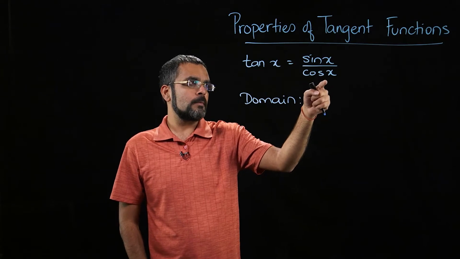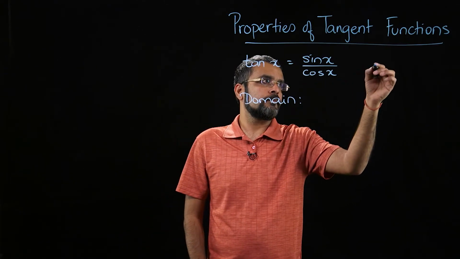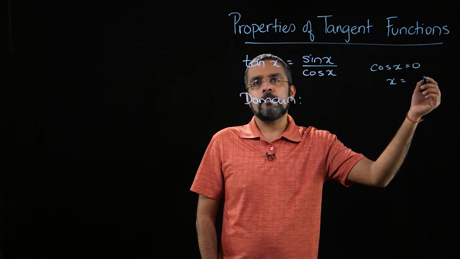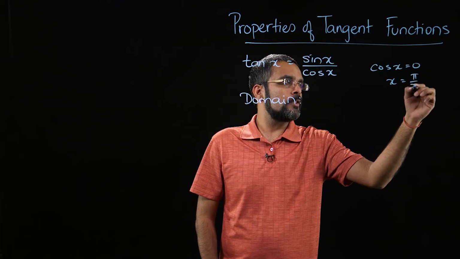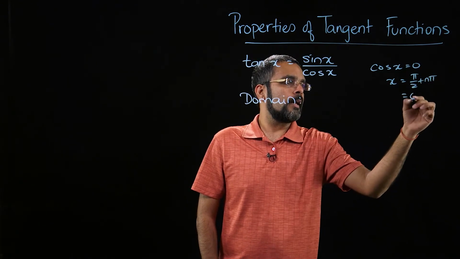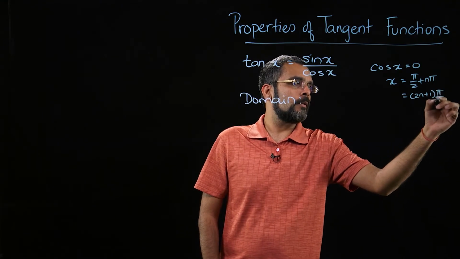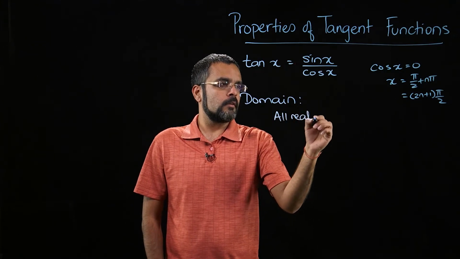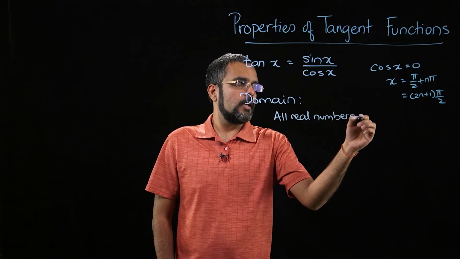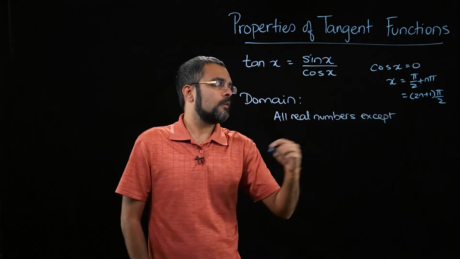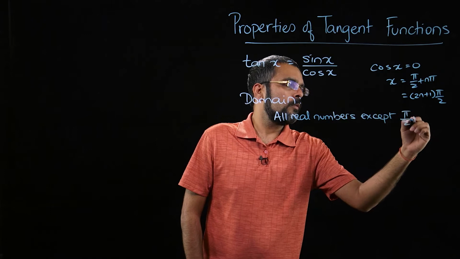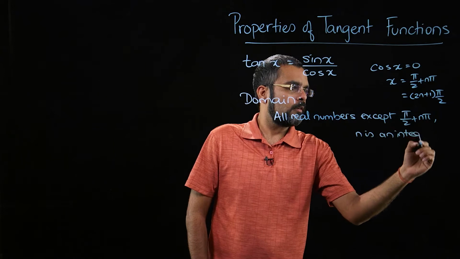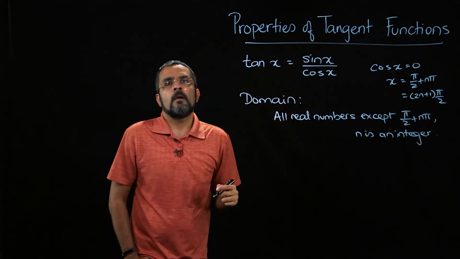And if you remember, cosine becomes 0 at the points when x equals an odd multiple of pi over 2, or we could write that as pi over 2 plus n pi, or we could write that as 2n plus 1 times pi over 2, right? Either one's fine. So the domain really is going to be all real numbers except pi over 2 plus n pi, where n is an integer. Okay.